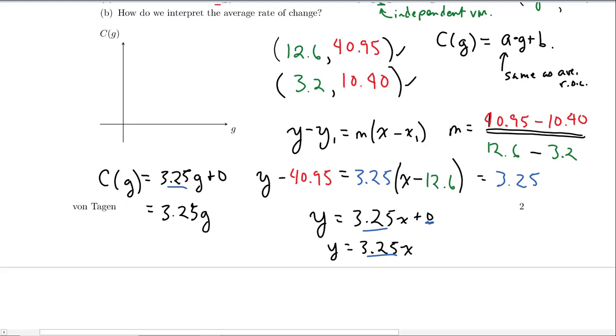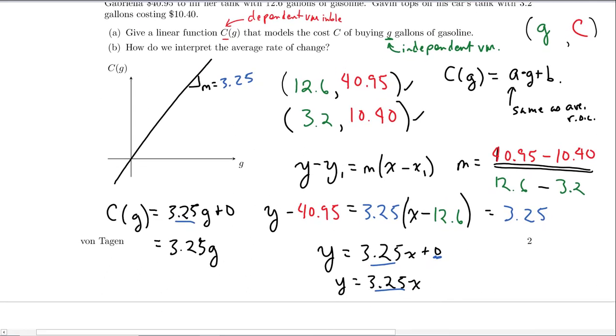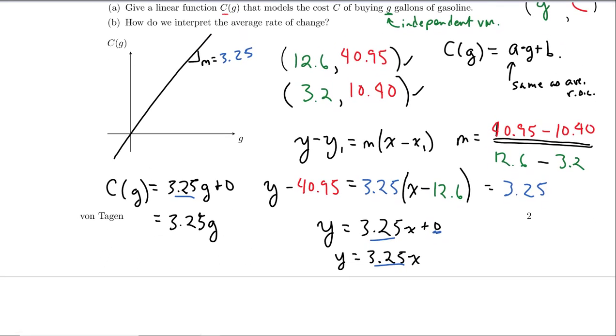Okay. If I were to go graph this function right here, the graph of this function would look something like this, where we've just shown that the slope of this line right here would be 3.25. So I think we've answered part A. So let's go up and answer, well, we've kind of run out of room here. So this was the answer to part A, that c sub g is equal to 3.25g.